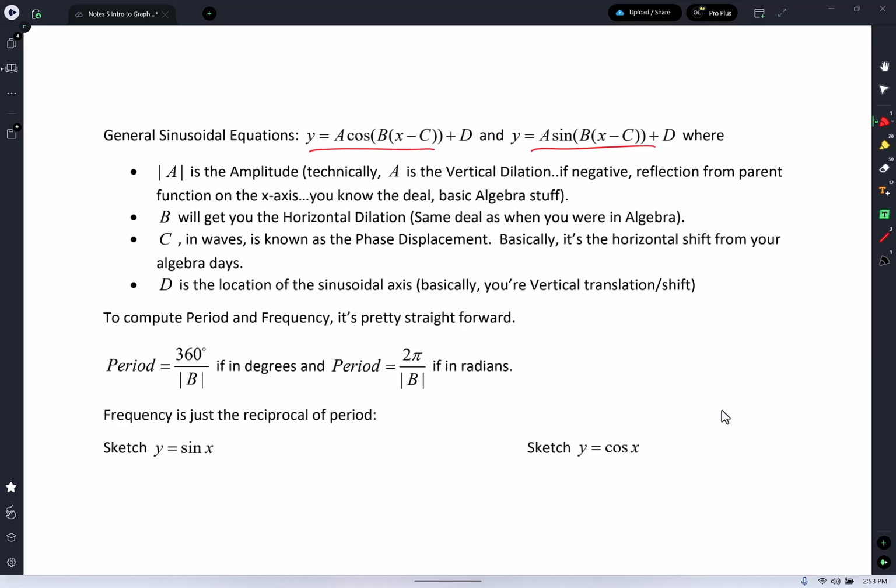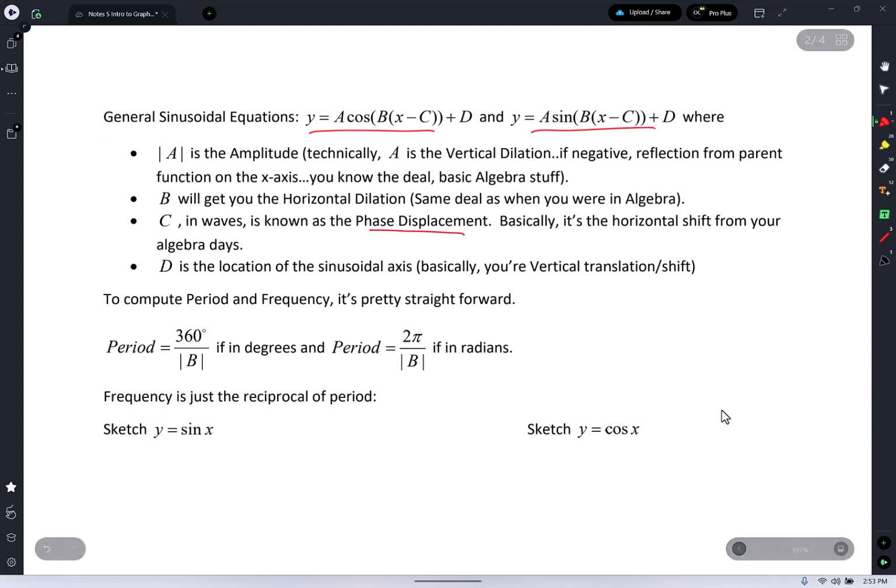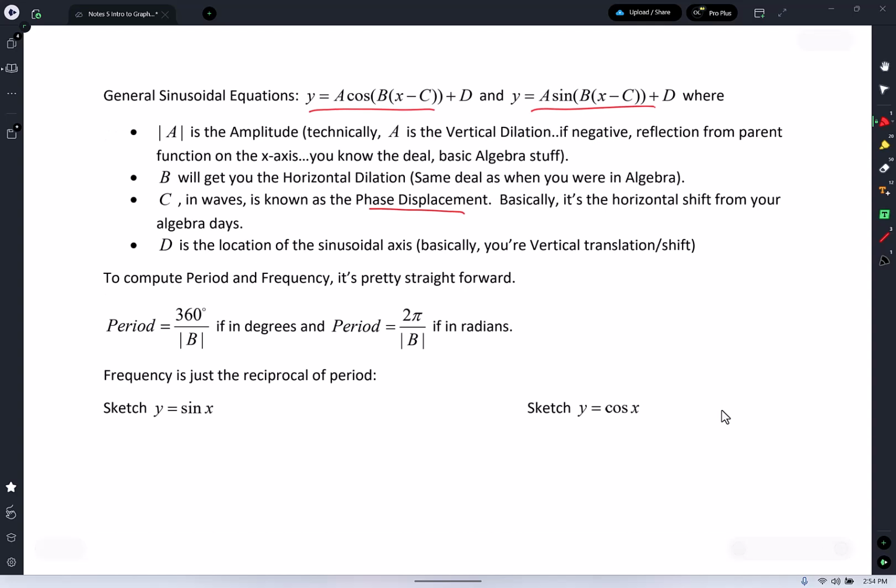C in waves is known as the phase displacement. Basically, it's your horizontal shift from your algebra days. And D is the location of the sinusoidal axis, basically your vertical translation or shift. Don't worry, we're going to do this over and over and over again.